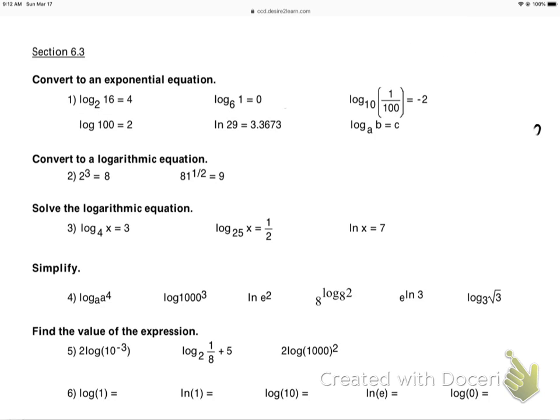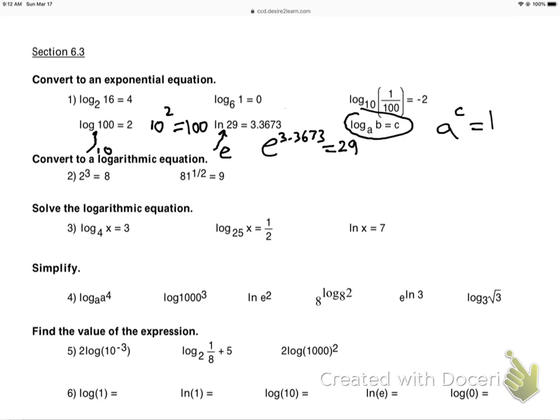Let's just erase some of this, make some space. And again, here's the magical, a log that's missing the number 10. And that's actually going back to where I started. 10 is the base, 2 is the exponent, and that should equal 100, and it does, of course. Same here, natural logs is a base of e, so this is telling me e with an exponent of 3.3673 should equal 29. Test it by putting it in your calculator, that should work. Finally, just a general form here, a exponent c should equal b. So that's the pattern, just try and remember that pattern. Right, let's look at the next ones.